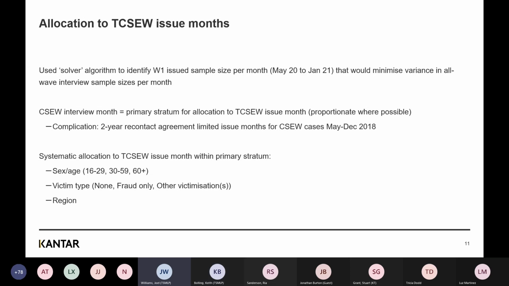But within that, we attempted to systematically allocate cases to a telephone survey issue month by gender and by age, by the crime survey victim information, and then also by region. So the attempt was to make the issued sample each time round, although of different scale, look more or less the same with respect to these various criteria. Next slide.